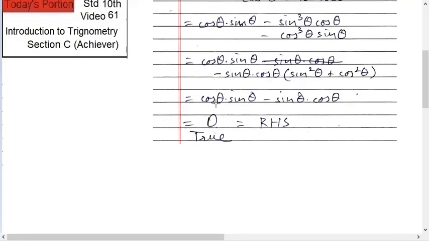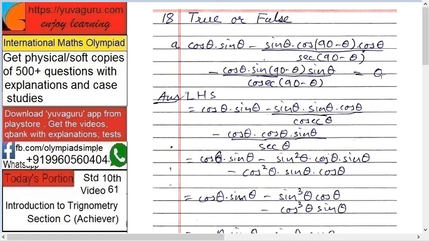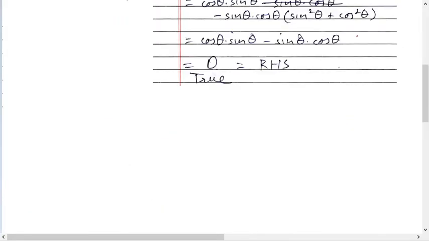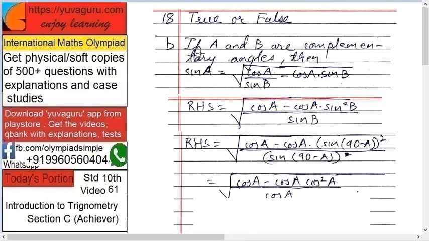Equals to cos theta sin theta minus, take sin theta cos theta common now. What remains inside? Sin square theta plus cos square theta. Right? Sin square from here, cos square from here. Getting it? Next. Equals to cos theta sin theta minus sin theta cos theta means one and the same thing. Equals to 0. So that is equal to what? RHS. So the statement is true.